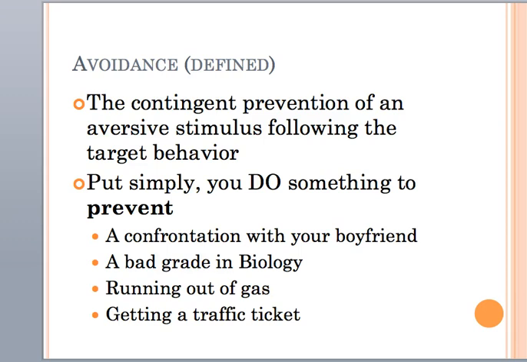Simply put, you do something to prevent a confrontation with your boyfriend, a bad grade. You do something to avoid a bad grade in biology. You do something to avoid running out of gas. You do something to avoid getting a ticket. These are all forms of avoidance, and if they're effective, if they work, you're probably going to use that behavior again sometime in the future.